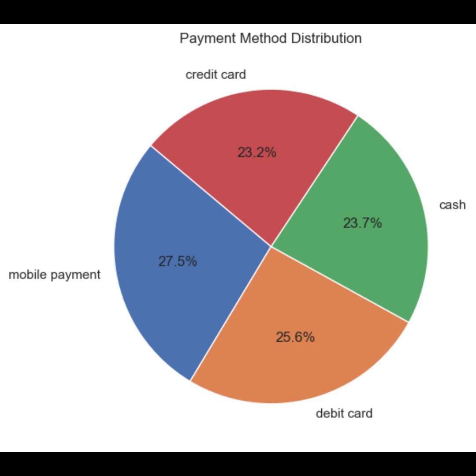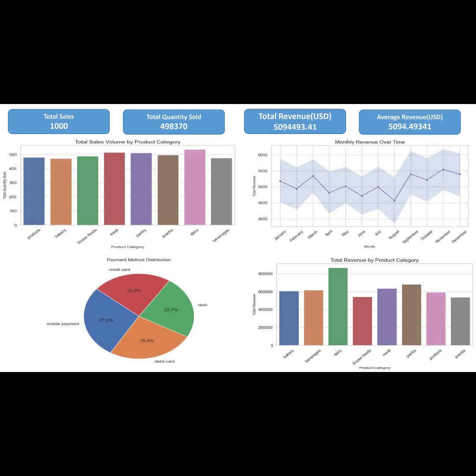for the credit card, you can see that it represents a total of 23.2% of the transactions. Now, overall, this chart provides a clear visual representation of how customers prefer to pay, with mobile payment being the most favored method. This information can be used for understanding customers' behavior.